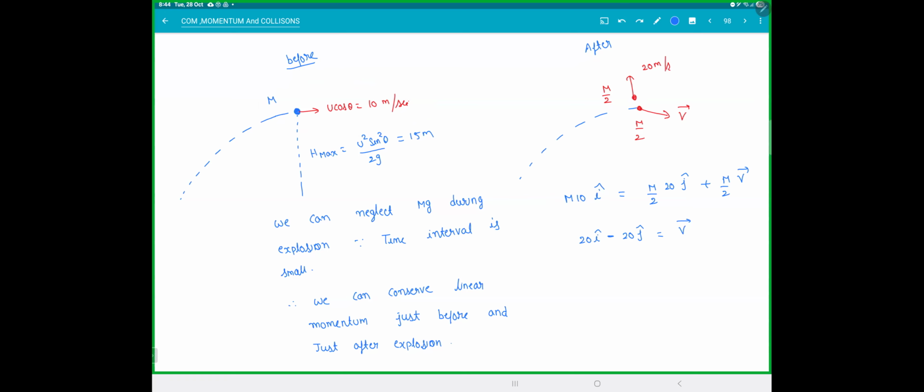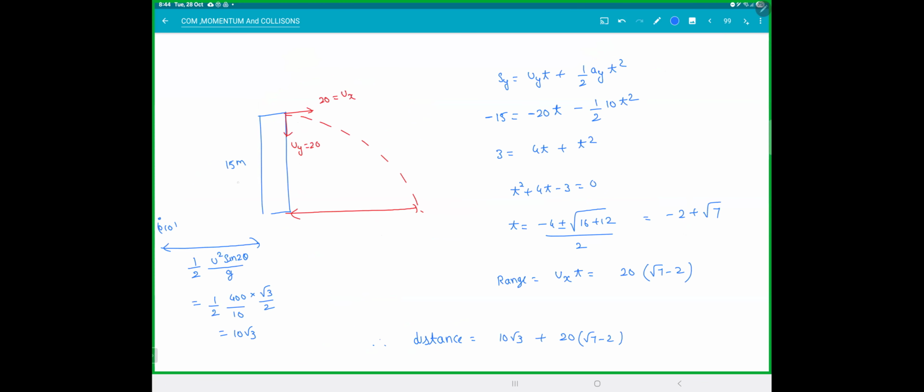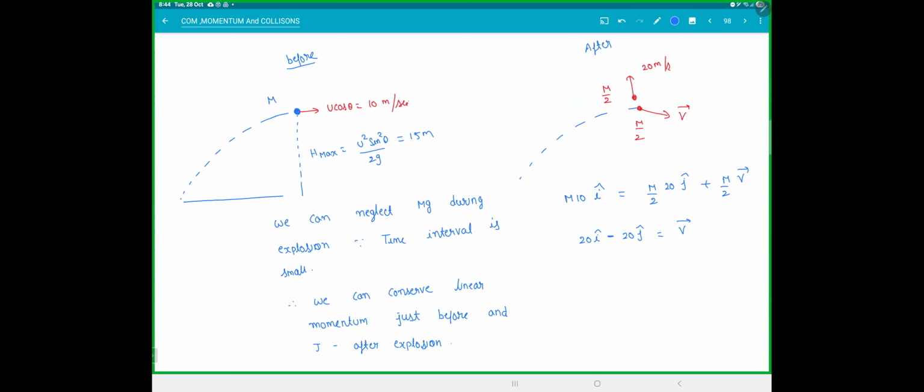Once I got the velocity, the problem has become simply a kinematics problem where you're throwing from a building of height 15 meters with speed 20 horizontal and 20 vertical. I got the time of flight, and range is horizontal velocity into time of flight, but this will be the distance after explosion. Before the explosion, the distance is R by 2, so this is half of the range. That is 10 root 3, so you need to add both of them. Clear with this? Arya? Samyak?